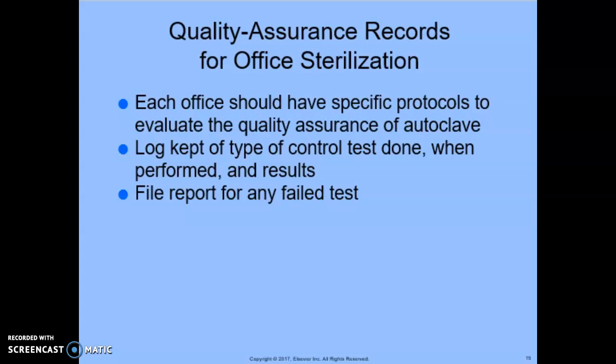This is really important. The report should identify the nature of the problem and how and when it was corrected. The report should also contain proof of correction by indicating the date and time of a first, subsequent, and successful sterilization run before it is used again for office use. And again, we need to keep the logs and file the report for any failed tests. This will be protocol depending on what office you're in. We'll change the protocol on exactly how you go about doing that.